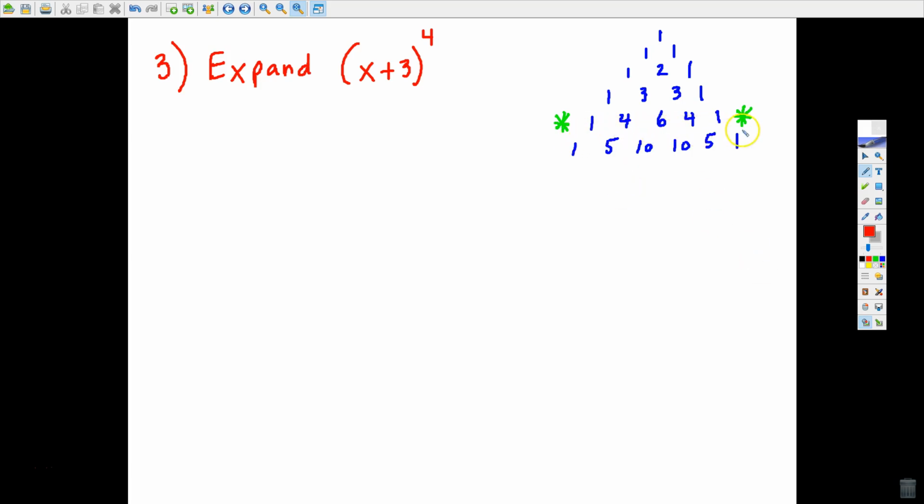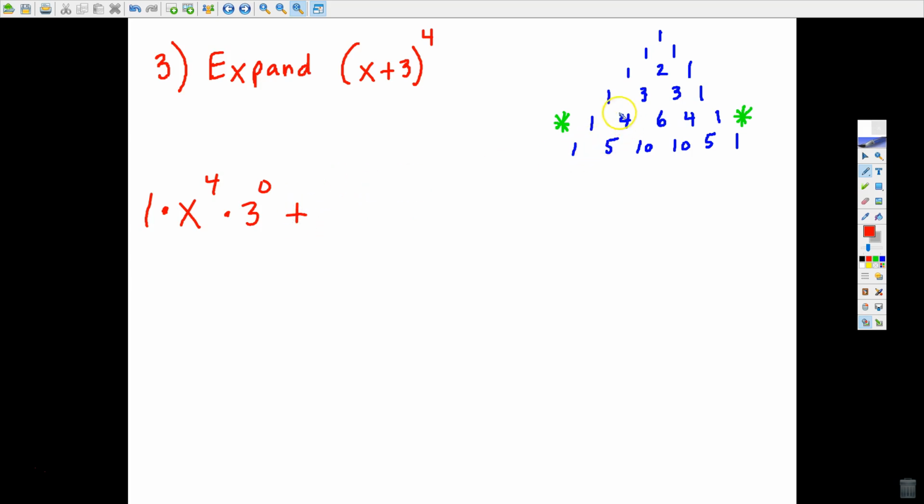Notice the row of the triangle I picked. Why do you think I picked that row? How many final terms should I have in my answer? How many? Okay, I should end up, since it's fourth degree, fourth power, I should end up with 5 terms in my expansion. So I picked the row of the triangle that has 5 numbers. Okay, let's walk through it. Row of the triangle, x will start off at the 4th power, 3 will start off at the 0 power. And in just a minute, I'm going to multiply all those together.